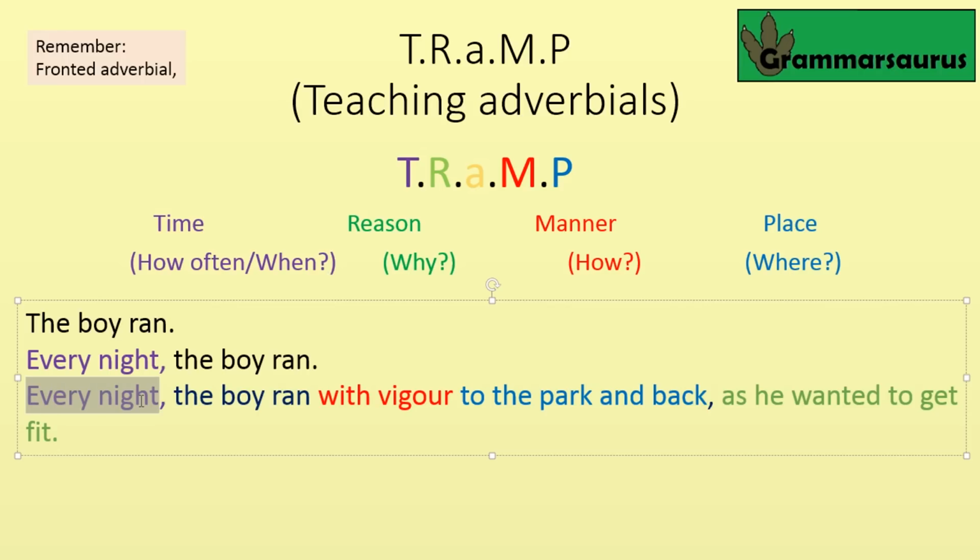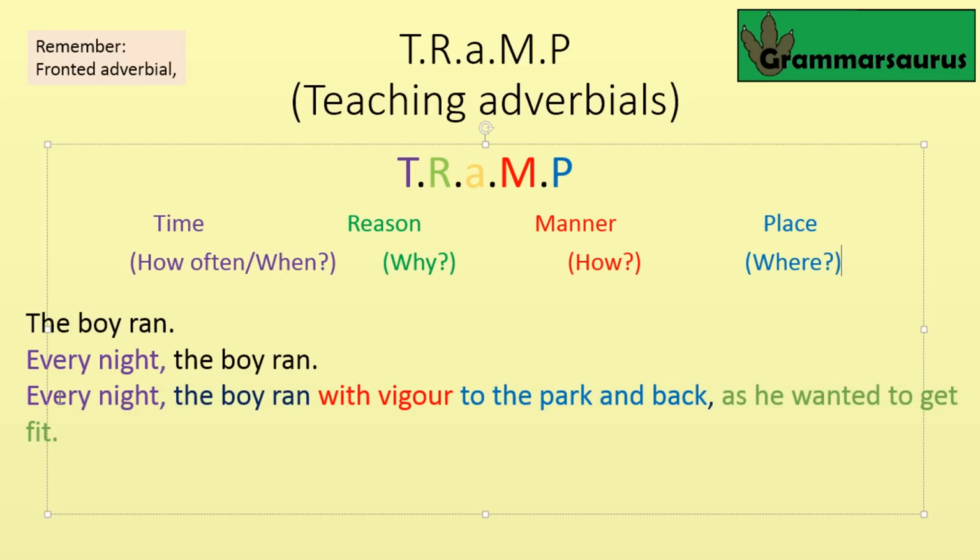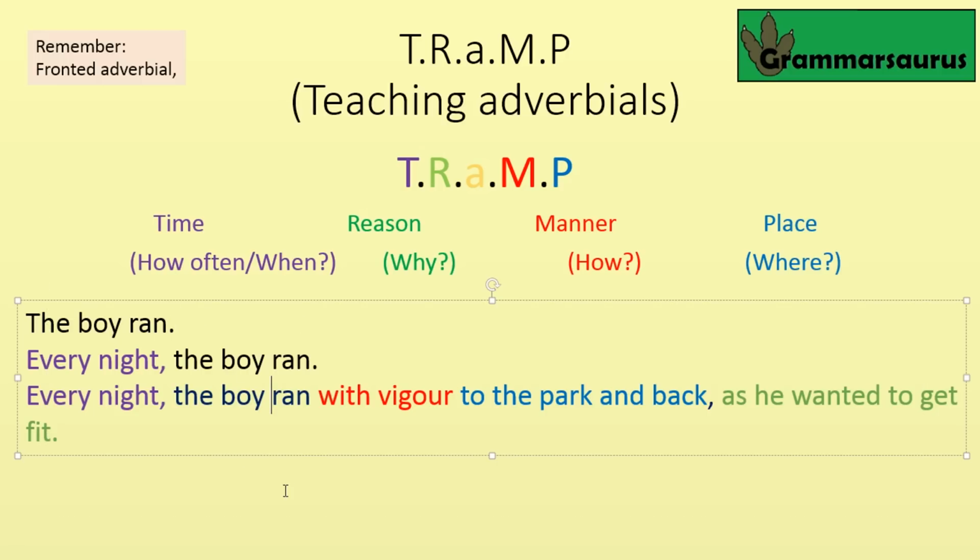How often, when did he run? Every night. How did he run? With vigour. Where did he run? To the park and back. Why did he run? As he wanted to get fit. I've used a variety of adverbials here to up-level this very simple sentence to a rather elaborate, beautiful sentence. And that's all using TRAMP.